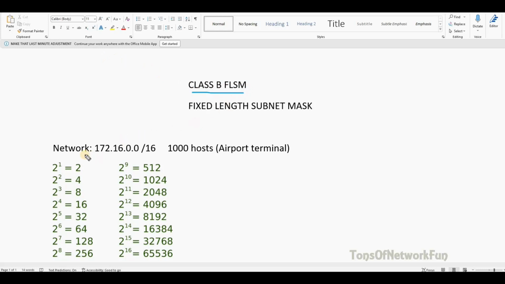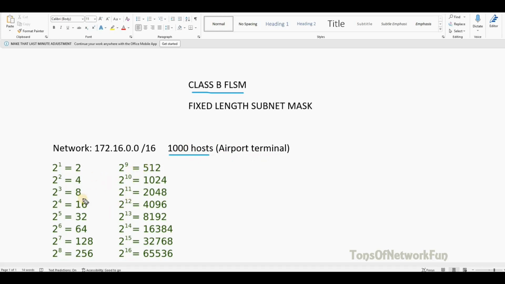So here we have a network given to us, 172.16.0.0 with a default network bits of /16. The requirement is 1000 hosts, and let's say it's for an airport terminal. Just assume that it's a very big hallway with a lot of gates and they need 1000 IP addresses there.